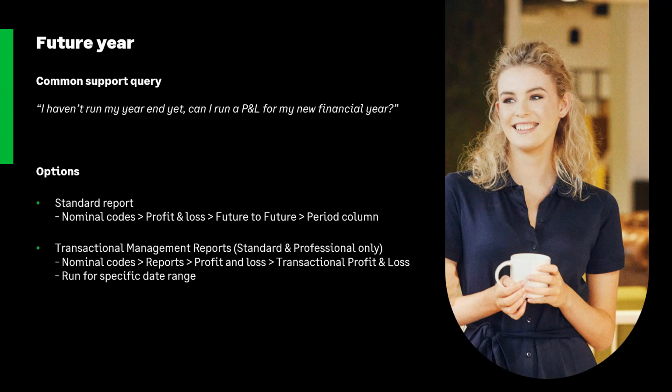Obviously, it might be a little bit of pressure for you to run that one as well. So you've got a couple of options. I've listed the obvious two. Standard report. So nominal codes, run the profit and loss report. If you run it to future, period-wise, then in the period column, essentially it picks up anything beyond the end of your current financial year. Now it's not date sensitive, it's anything beyond that.